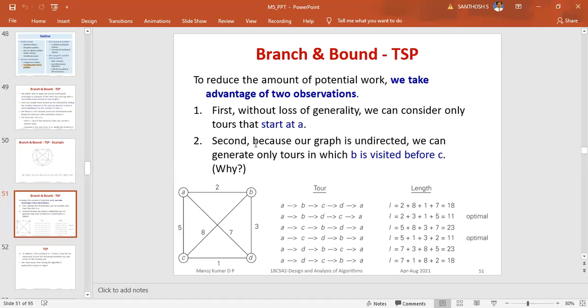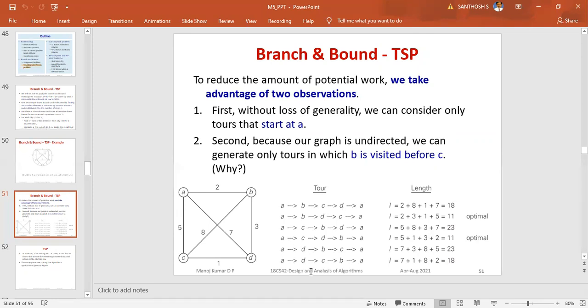Secondly, because our graph is undirected, we can generate only the tours in which B is visited before C. Here you can see the tour: from A to B, B to C, C to D, D to A. Now for the remaining ones, B, C, D: the starting point will be A and the ending point will be A. In between, what tours can you have? It is B, C, and D.